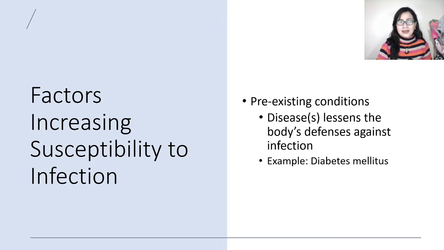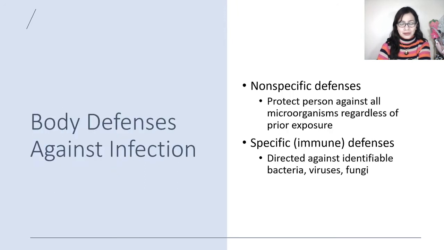Okay, so lastly, we have the pre-existing condition. So this is a disease or diseases that lessen the body's defenses against infection. Example, diabetes mellitus can compromise the peripheral vascular status and increase serum glucose levels. Okay, so this now increases the susceptibility of the host. Alright, so those are the factors that again influence an individual to become susceptible to infection.